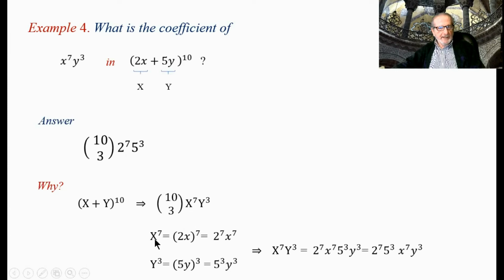And then 2x to the power 7 is 2 to the power 7, small x to the power 7. The same here, capital X, little x to the power 7. Here, capital Y, small y to the power 3, and 5 to the power 3. And then when you multiply these two together, you will see 2 to the power 7, 5 to the power 3, x to the power 7, y to the power 3. That's what this one here is going to be. Then your answer is combination 10, 3, 2 to the power 7, 5 to the power 3.